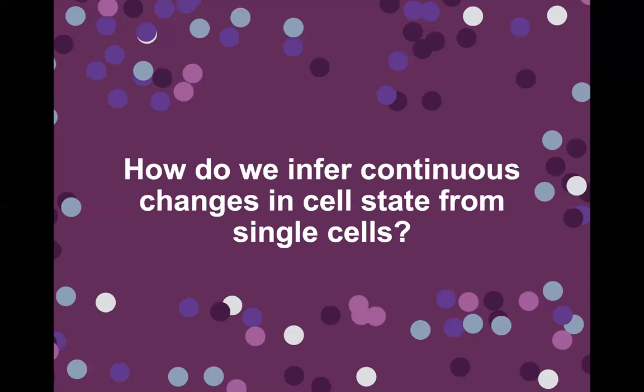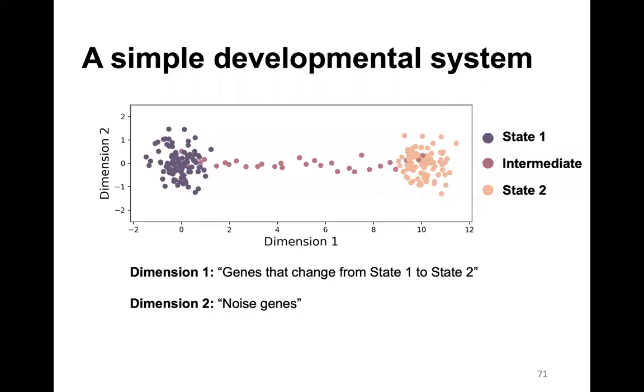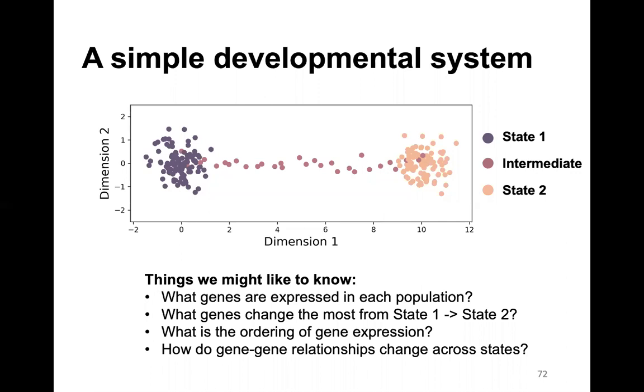But in some data sets, you have continuous changes, and actually clustering is not the right paradigm. You want to understand, how do cells continuously go from one state to another? So you can imagine a really simple developmental system where you have one axis here, where we're looking sort of at genes that are changing as you go from state 1 in purple to state 2 in this tan color. And dimension 2 is basically just noise. And you might want to know, what are the genes that are expressed in each population? What genes change the most as you go from early to late? Which genes come on early in that transition? What genes come on late in that transition? Clustering is not really going to help here, because clustering doesn't actually give you an order.